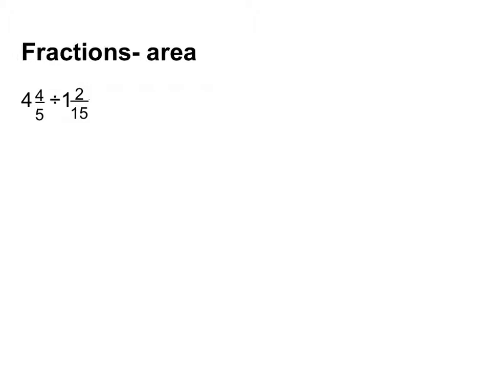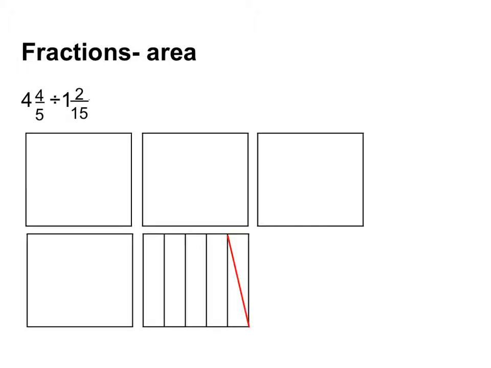Okay, so what about fractions? No surprise here, we're going to do area. So 4 4/5 divided by 1 2/15. I drew 4 4/5. Now, I just want to make it clear what's happening in this last box. Down here, I have a red sort of cross over that last box. Do you know why?